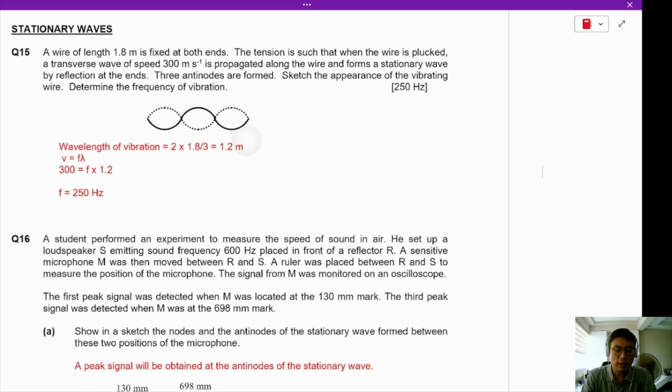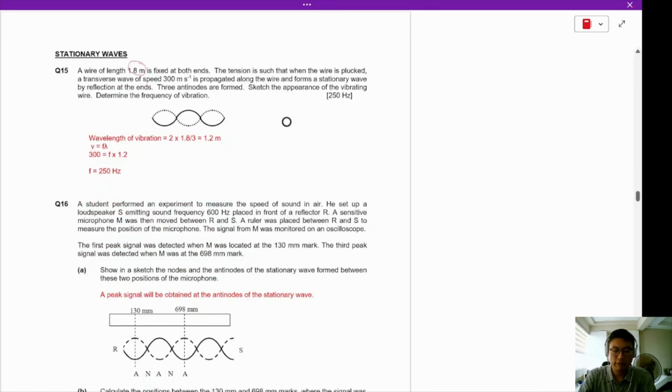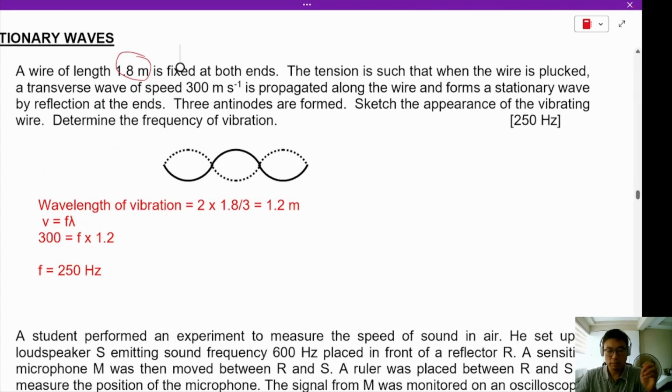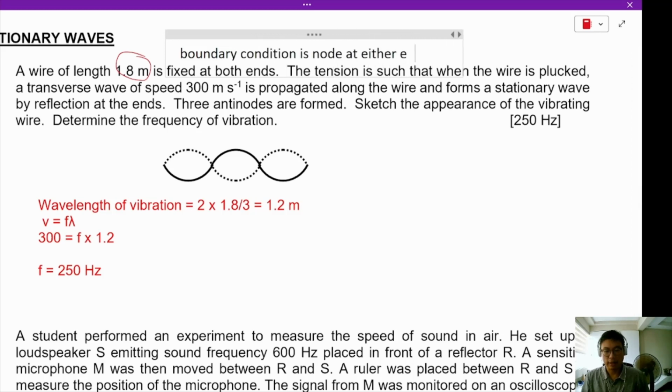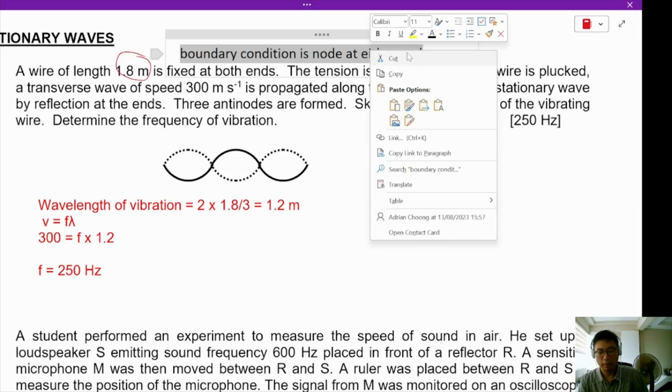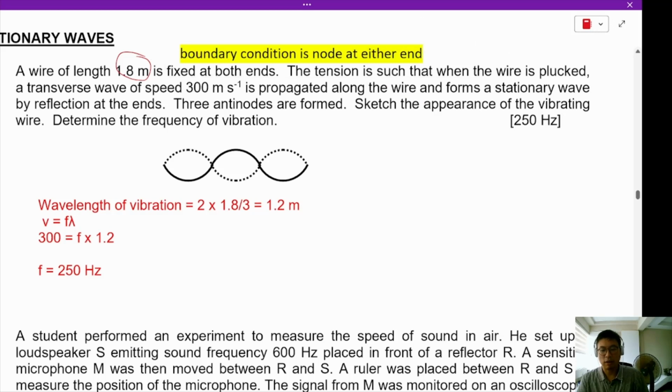A wire of length 1.8 meters is fixed at both ends. Now, the fact that it is fixed at both ends means that the boundary condition is a node at either end. The tension is such that when the wire is plucked, a transverse wave of 300 meters per second is propagated by reflection at both ends and 3 antinodes are formed.